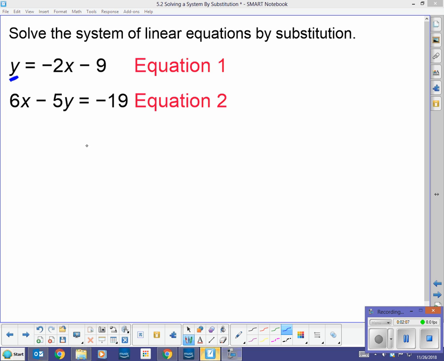So what do we mean by substitution? Substitution means that I have a y here and I have a y here. But since this expression is equal to y, I can use that expression in the other equation in place of the y. So I'm going to be writing a third equation, 6x minus 5, not times y, but times negative 2x minus 9, and that's going to be equal to negative 19.